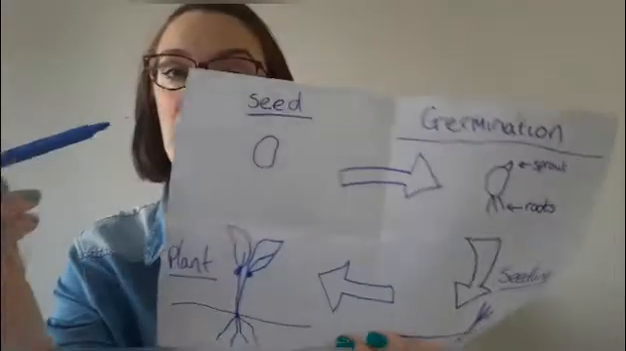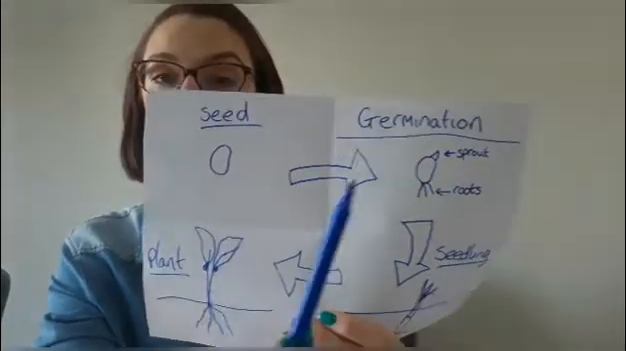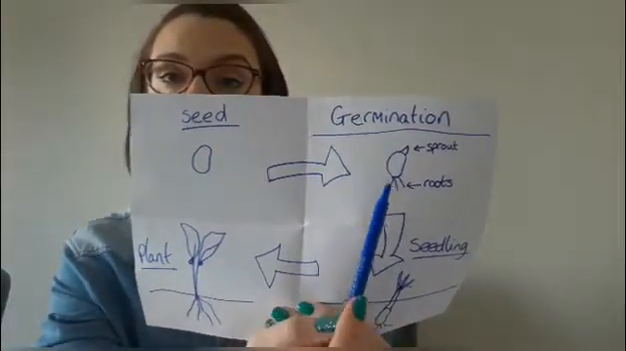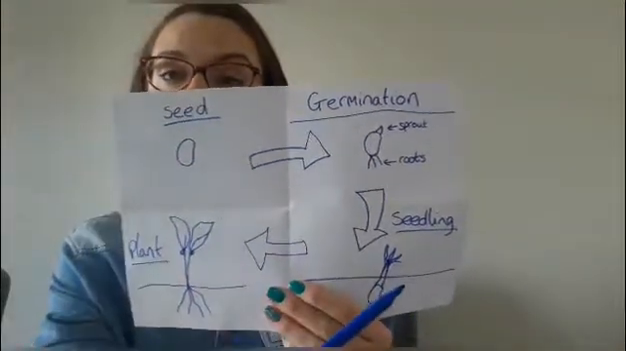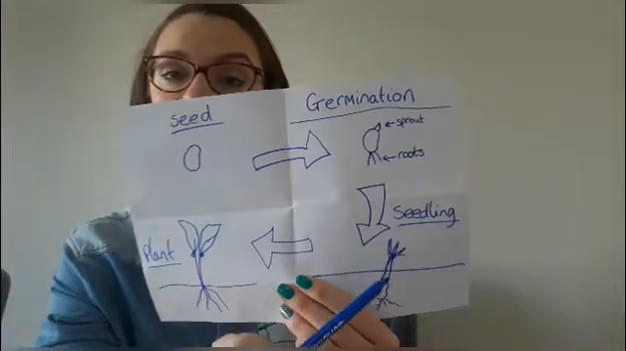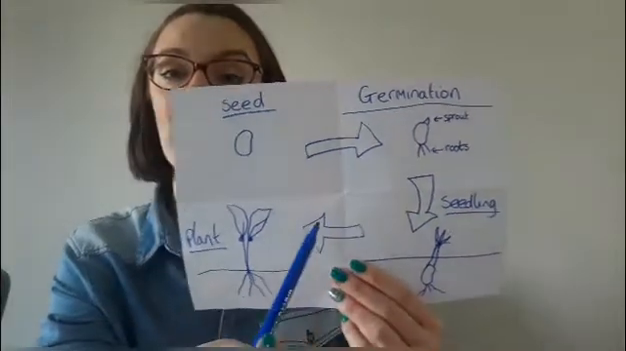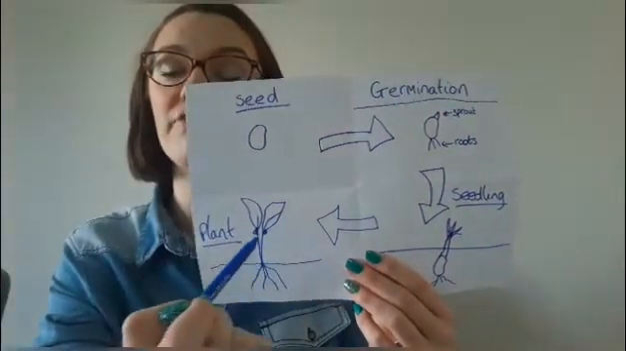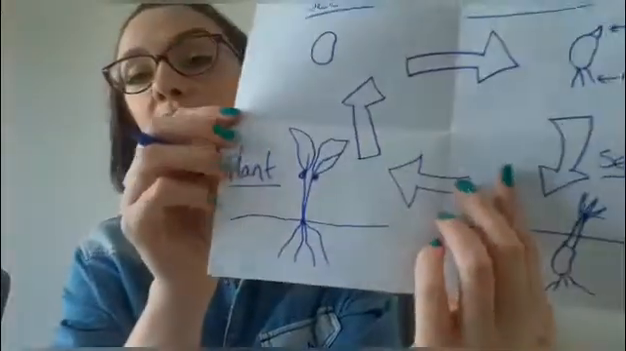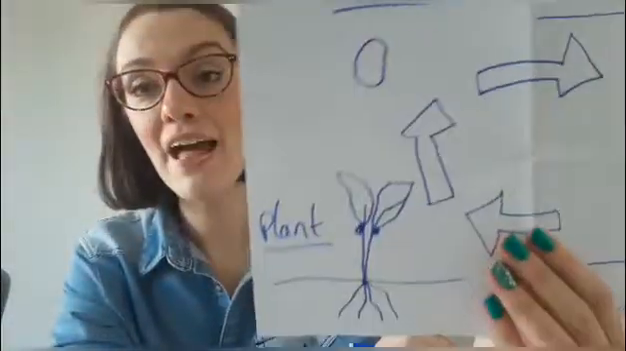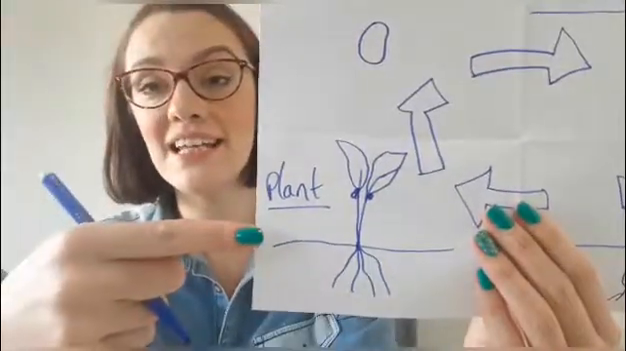Now, you see we've got step 1 of it being a seed. Step 2 is germination, where the roots are starting to come out and it's starting to sprout. We've got step 3, where there is a seedling, that's a really small plant. And we've got step 4, where we've got a fully grown plant. Now, I am going to add in an extra arrow to complete this cycle, because it is a plant life cycle.